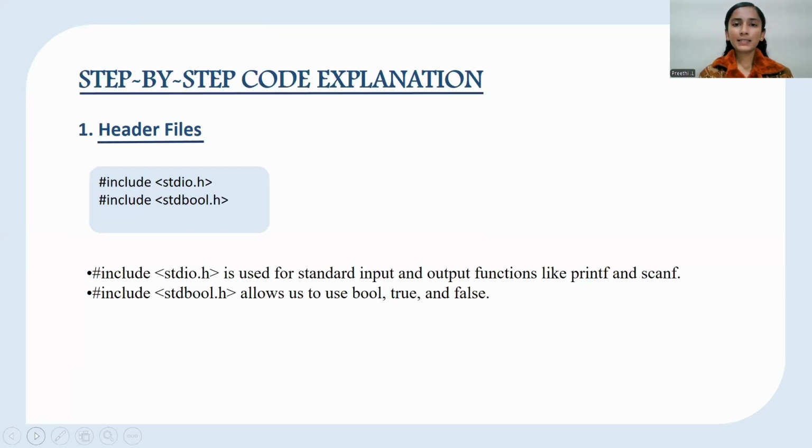Now let's see the step-by-step code explanation. The first one is header files. We are using #include <stdio.h> and #include <stdbool.h>. #include <stdio.h> is used for standard input and output functions like printf and scanf. #include <stdbool.h> allows us to use bool, true, and false.